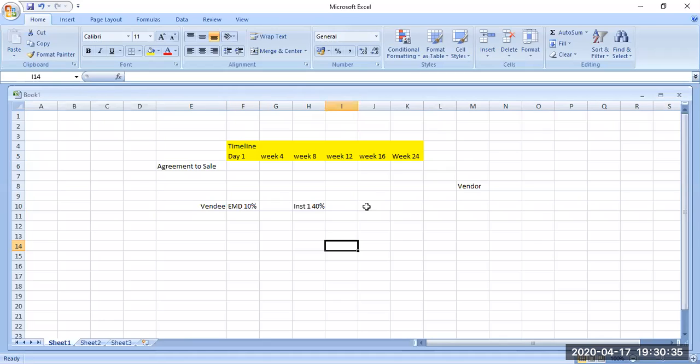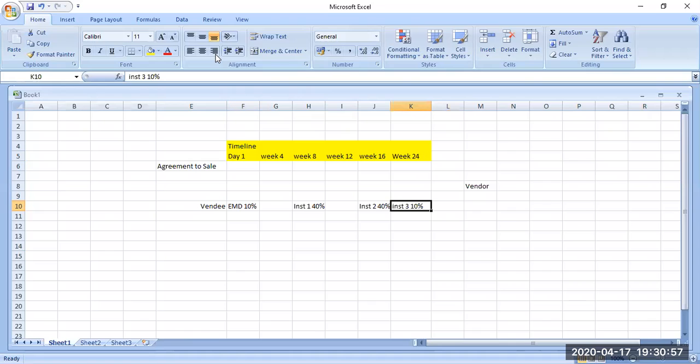Let's again, installment 2 of another 40%. And maybe finally installment 3 of 10%. So maybe that's the payment plan for this particular agreement of sale. Let's say that. Again, this is a hypothetical scenario. So this is what Wendy is supposed to do. This is how the money is coming in this deal. Okay.